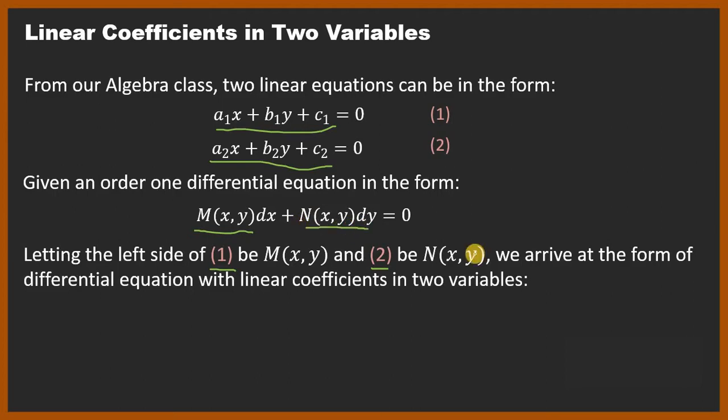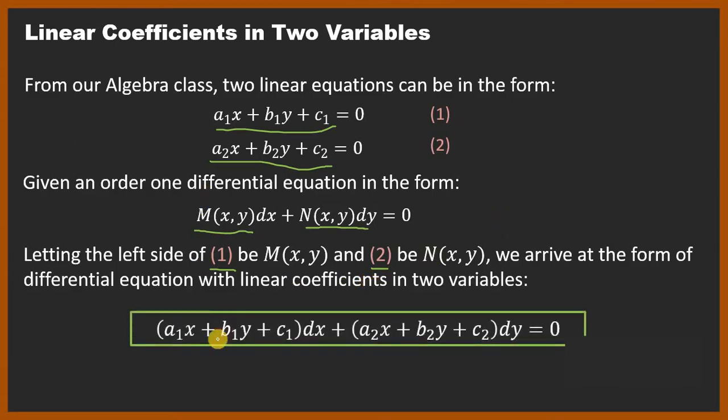Now, if we do that, we will arrive at the form of a DE with linear coefficients in two variables, which is a sub 1x plus b sub 1y plus c sub 1 dx. Again, here it is. We just replaced M. And then, our second term is a sub 2x plus b sub 2y plus c sub 2 dy. For N, we replaced it with the value of our equation 2. We replaced it here. So, we arrive at this equation.